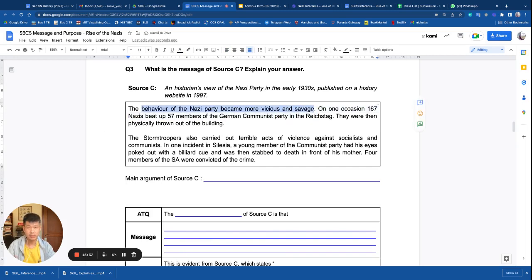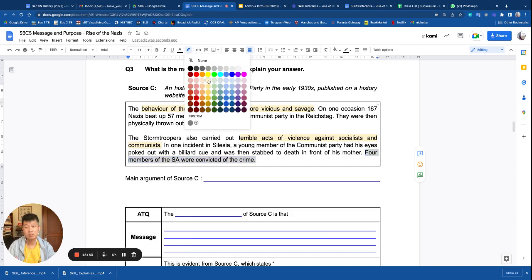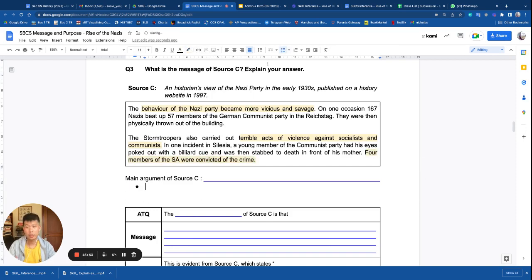Behavior of Nazi Party became more vicious and savage. This sounds important. It's quite important. Terrible acts of violence. Convicted of the crime. Okay, so what are some ideas that we can generate? One idea would be the Nazi Party was violent, aggressive, and terrible, and horrible. Behaved and kept fighting.